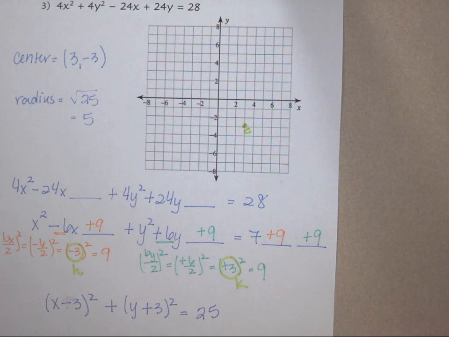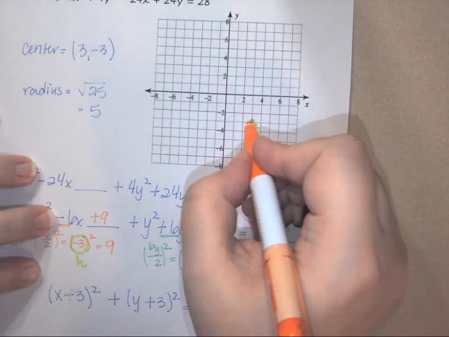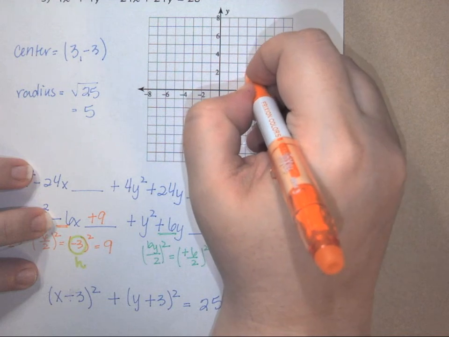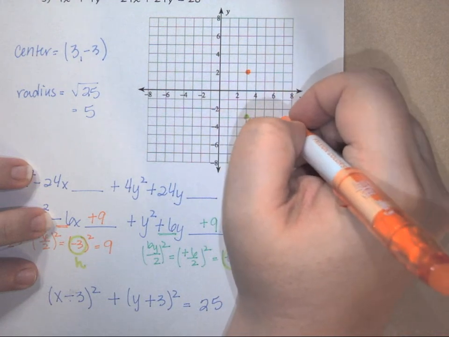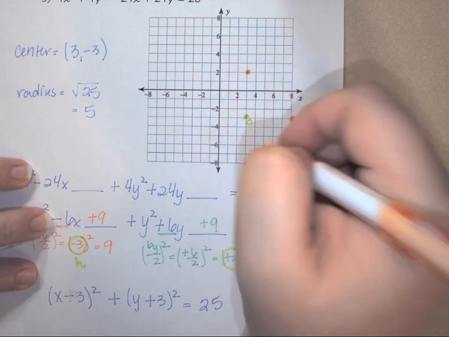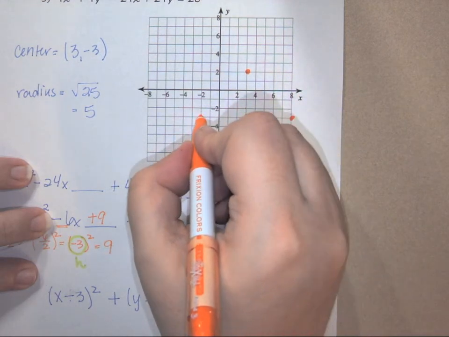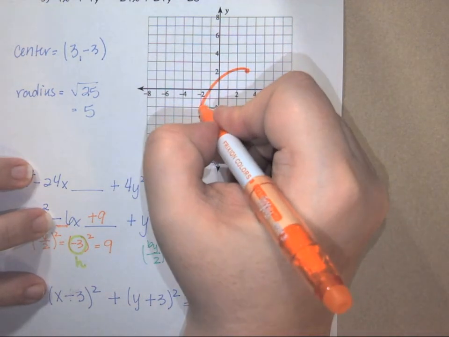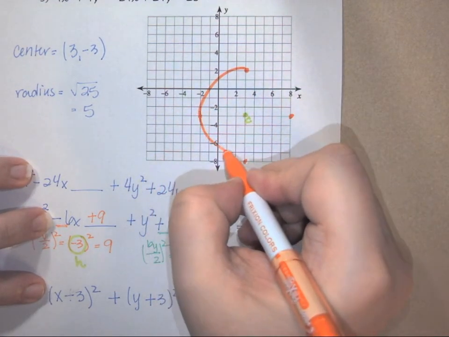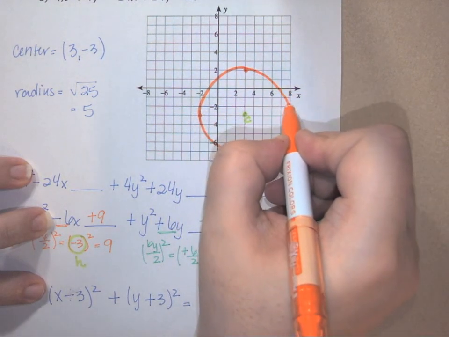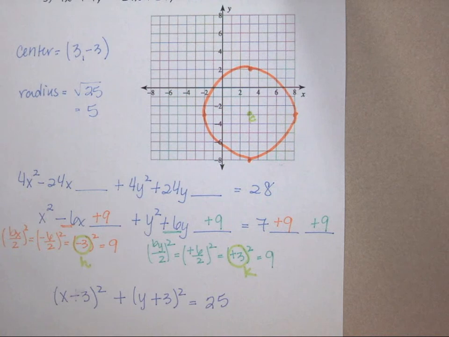And now I'm going to graph my radius. So I'm going to go up, down, left, and right 5. So 1, 2, 3, 4, 5, in each direction. Now, like before, we're going to just simply connect your dots in as circular a motion as possible. And there you have it.